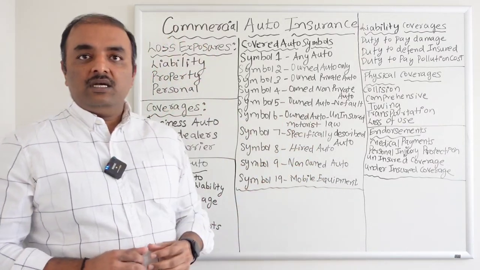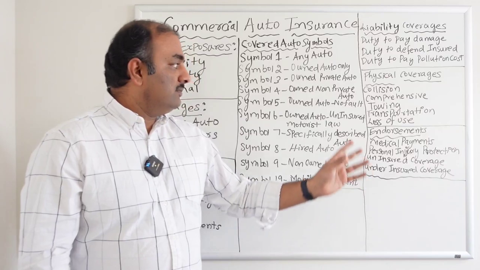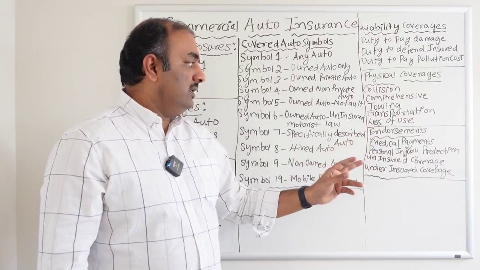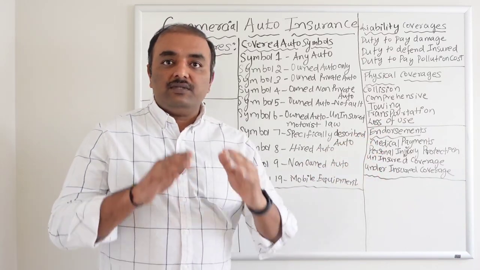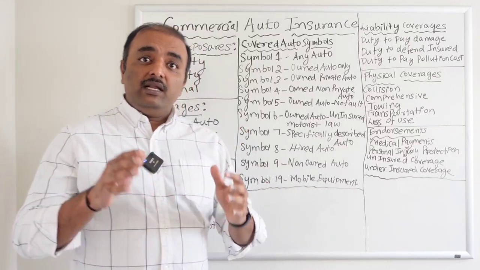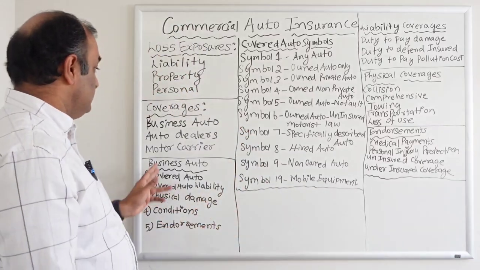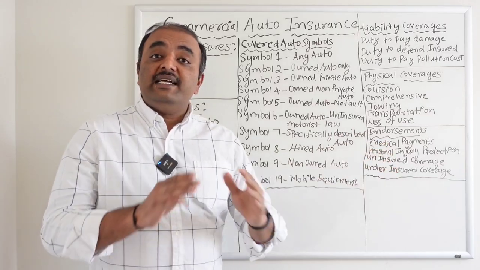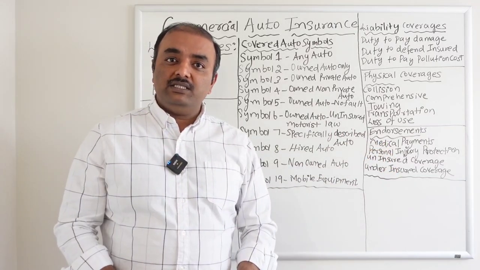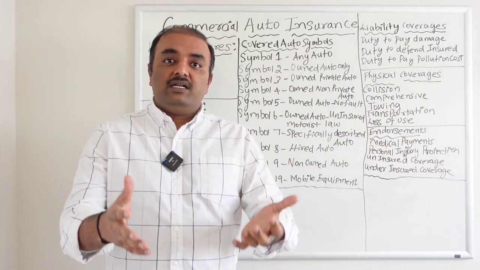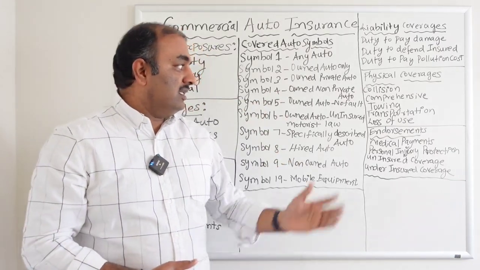Finally, endorsements. In personal auto, medical payments, personal injury, uninsured, underinsured were all part of the original coverage. In commercial auto, especially the business auto coverage, you can add them only as endorsements. For those who are new to endorsements, endorsements are additional coverages that are added for additional premium. So what are the endorsements you can add?